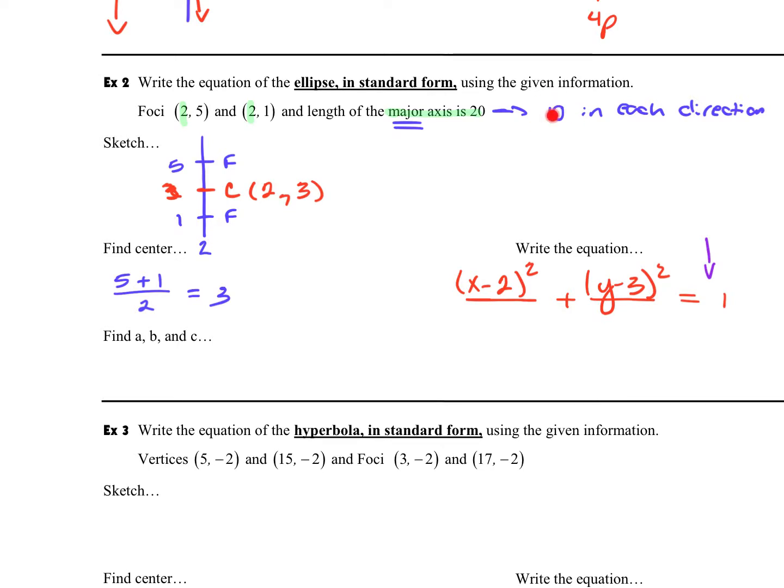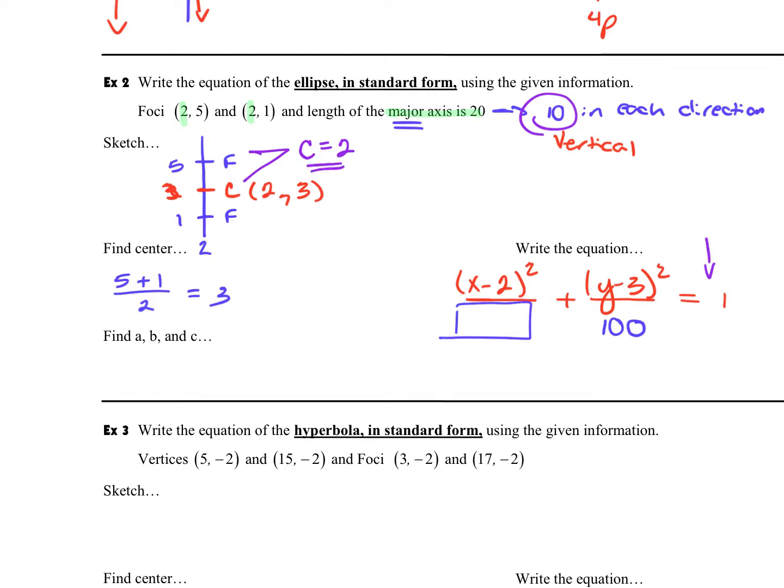We said that we were going to go 10 in each direction. So from my center, I know I need to go up 10 and down 10. That means that my vertical distance, in this case, we now can see it's going to be vertical. The vertical distance is 10, which makes the denominator under the y a 10 squared, or a 100. So what we're missing here is this value here that's under the x. And what we're going to do is we're going to combine the 10 that we have for our vertical distance with the distance from the center to the foci, and we can see that that distance is 2. So that means that our c value is 2.